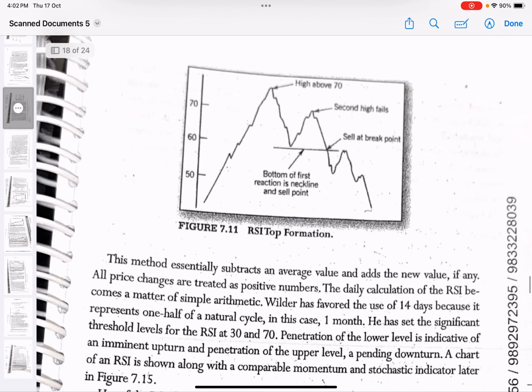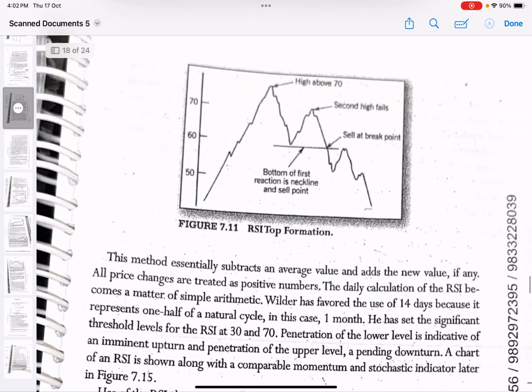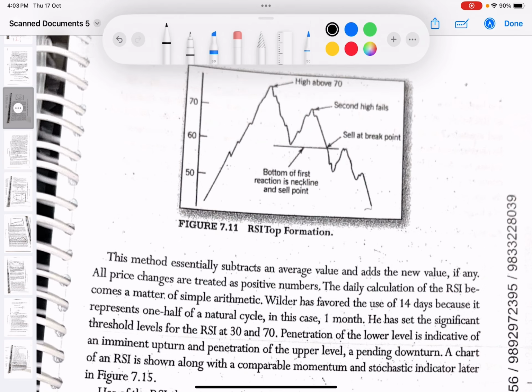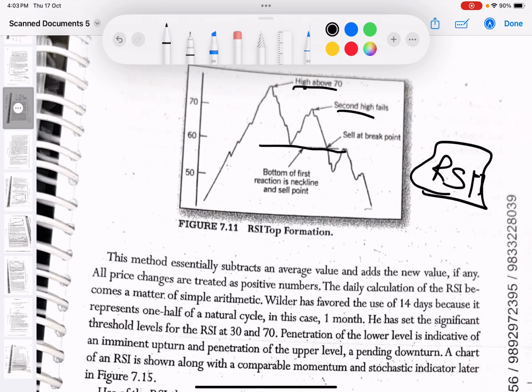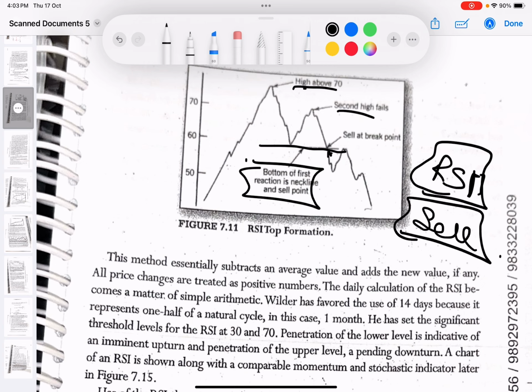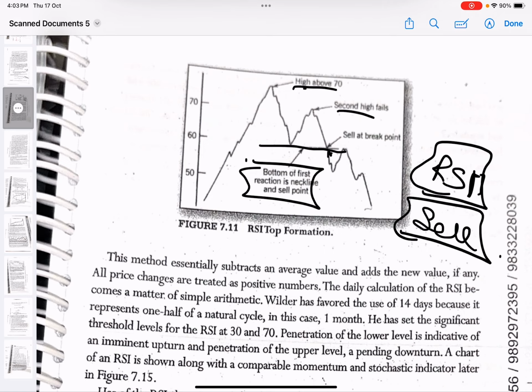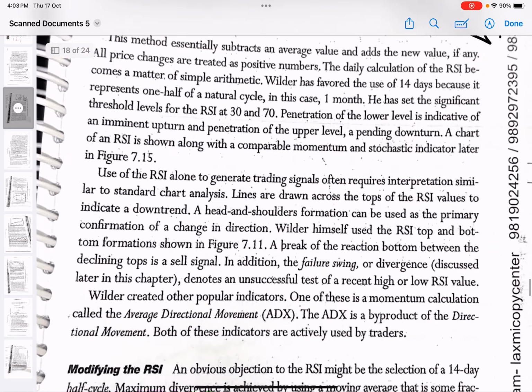Now let's look at the image. This is RSI. You can see that the high was above 70 here, which means that selling pressure can start. Then there's a second high, and then there is a break of the support region inside the RSI. This is not the price, keep that in mind. So when this neckline got broken, you can assume that this is a sell signal. Studying the RSI is very similar to how we study the price.